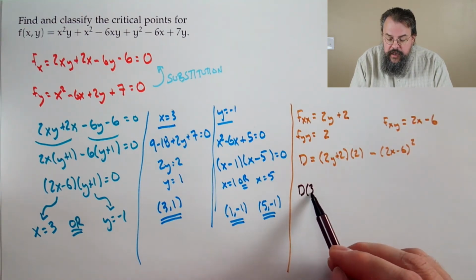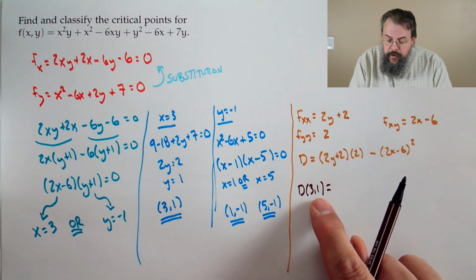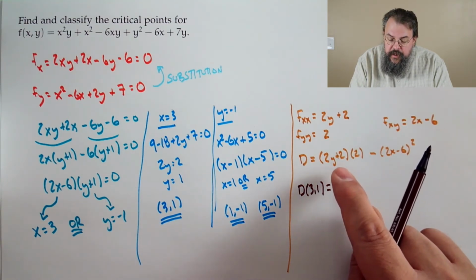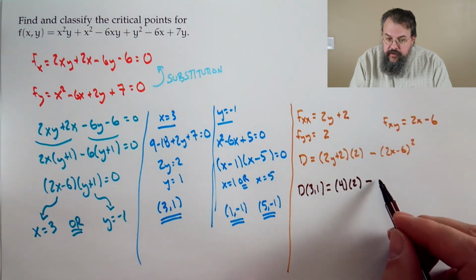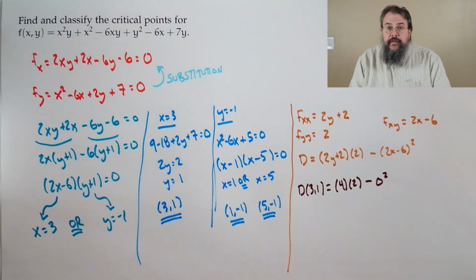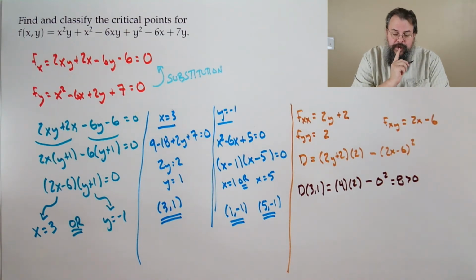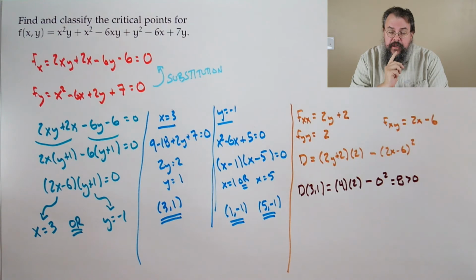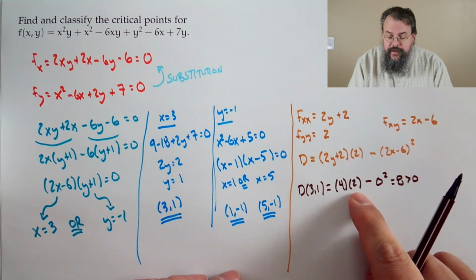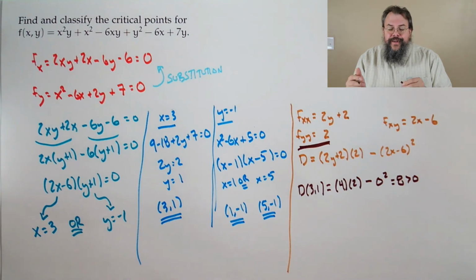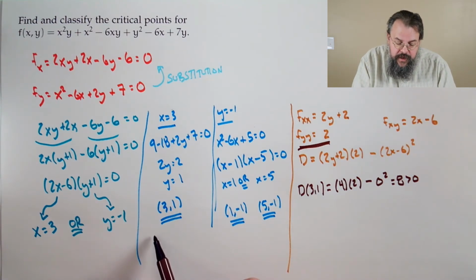So plug in the point 3 comma 1. Everywhere I see an x, I put a 3. Where I see a y, I put a 1. So that would be 2 plus 2, which is 4, times 2, subtract 6 minus 6 is 0 squared. Well, that's 8 minus 0. Aha, positive, great. But we're not done. What do we need to do? We need to look at our f_xx and our f_yy. They're both positive. In fact, f_yy is always positive. So the fact that D is positive and f_yy is positive, we can put that together and say this point 3 comma 1 is a local min.